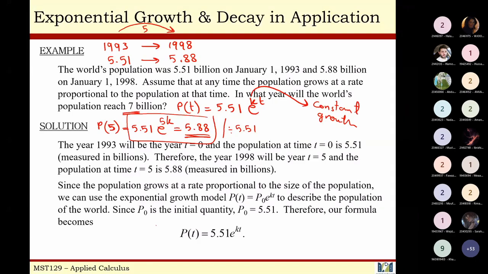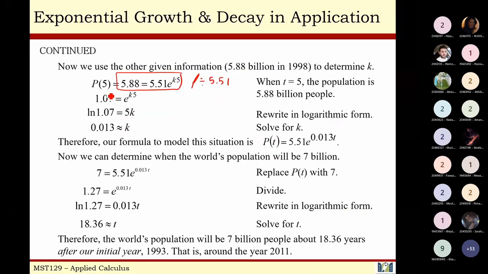Dividing 5.88 by 5.51, by calculator, we have approximately 1.07. Now take ln for both sides to remove the e. So we have ln 1.07 equals 5k. By dividing by 5, this is the value of k. This is the growth constant.